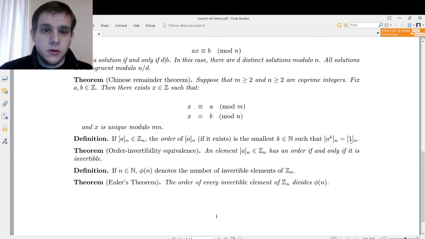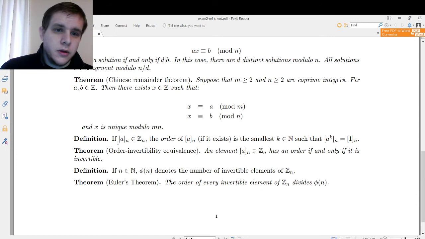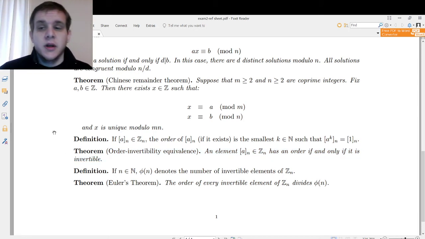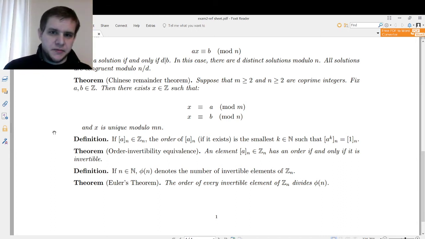The first thing we proved about orders was that an element has an order if and only if it's invertible. So when I start taking powers of an element, either I get to 1, in which case I'm invertible, or I never get to 1, in which case I'm a zero divisor. It's a very nice theorem. This one is kind of surprising, at least to me. It was to me when I first saw it.